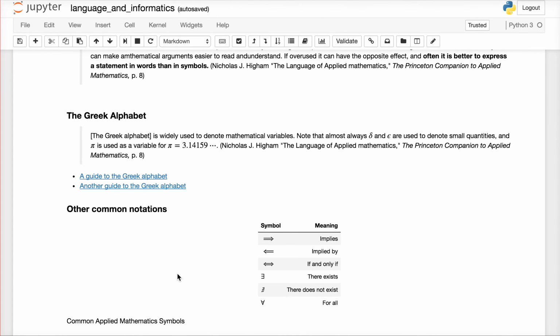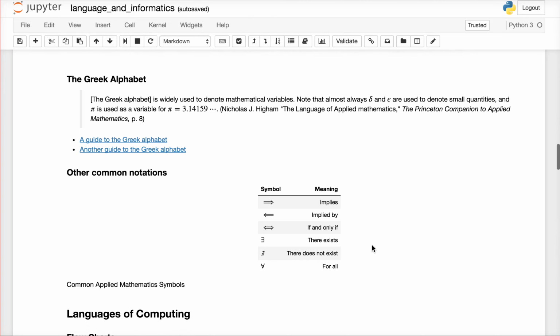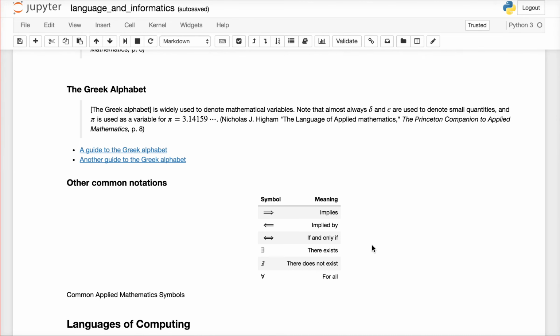There are some symbols that are commonly used in mathematics that will also commonly be used in computing. I've listed some of these here, and I have a link to an image elsewhere. The symbol, this backwards E, there exists, or a backwards E with a line through it, there does not exist. This upside down A, which means for all. These are all symbols that are commonly used within mathematics and are also commonly used within computing.